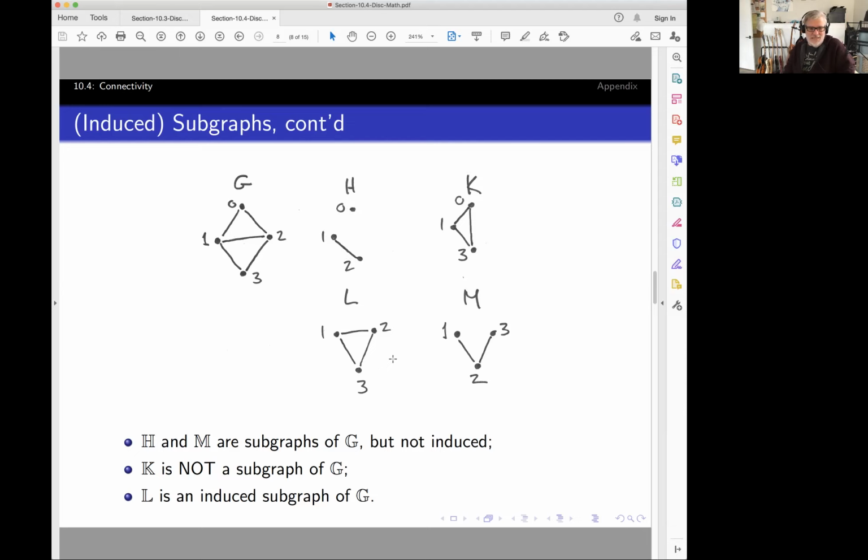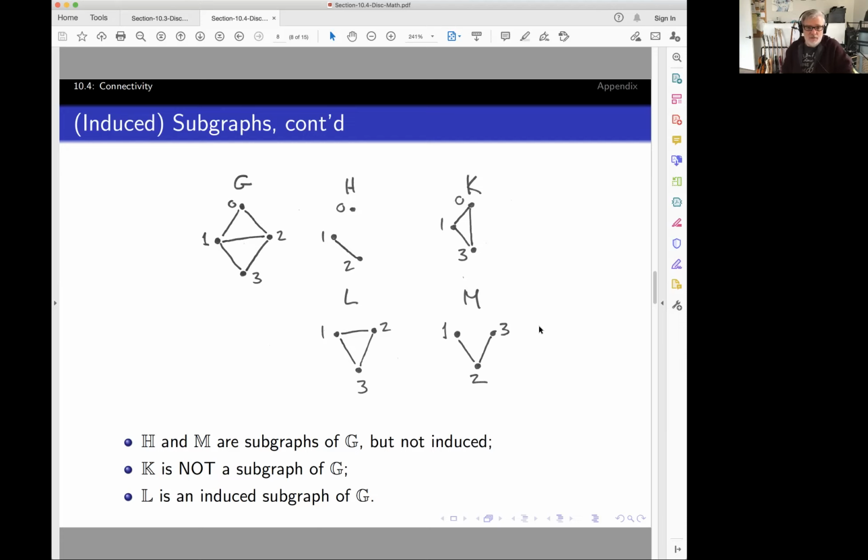What about L? Yes, that's a subgraph of G. 1, 2, 3, all the edges are here. That's good. What about M? 1, 2, 2, 3. Yes, that's a subgraph. Okay, so all of these three are subgraphs. K is not, it's bad. It has the edge 0, 3, which is not in G, so that's gone. Now, of H, L, and M, are there any which are induced subgraphs?